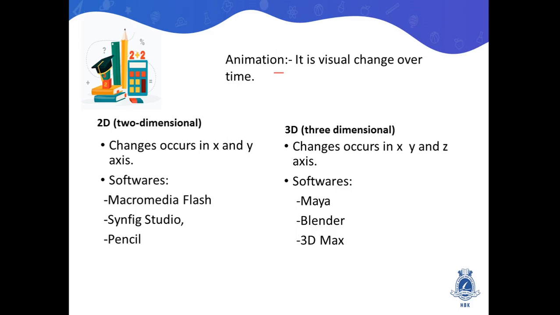Now we move to 3D animation. 3D stands for third dimension, where the changes occur in three sides. Three sides means length, width and height. Whenever we see the third dimension, meaning the third side, we call it 3D animation. I give some examples: whenever we see cubic types of representation, we see the third side in 3D animation.